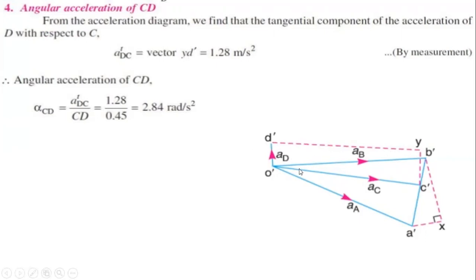Because CD, O dash D dash C dash is parallel to D dash y, we are taking the same component. Therefore, tangential component of the acceleration dc is taken as vector y d dash. So by measuring the y d dash length, we get the value 1.28 meters per second square by the measurement.